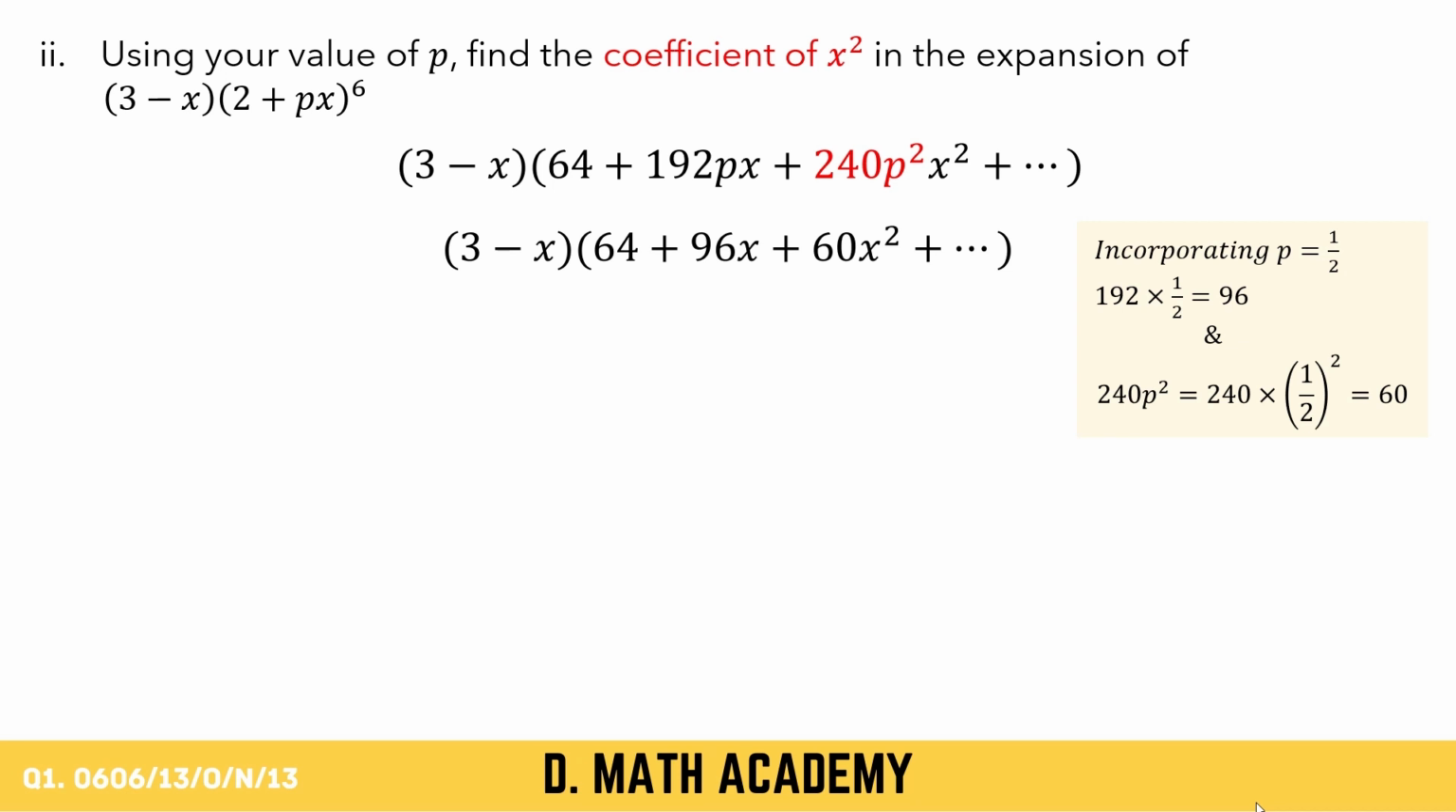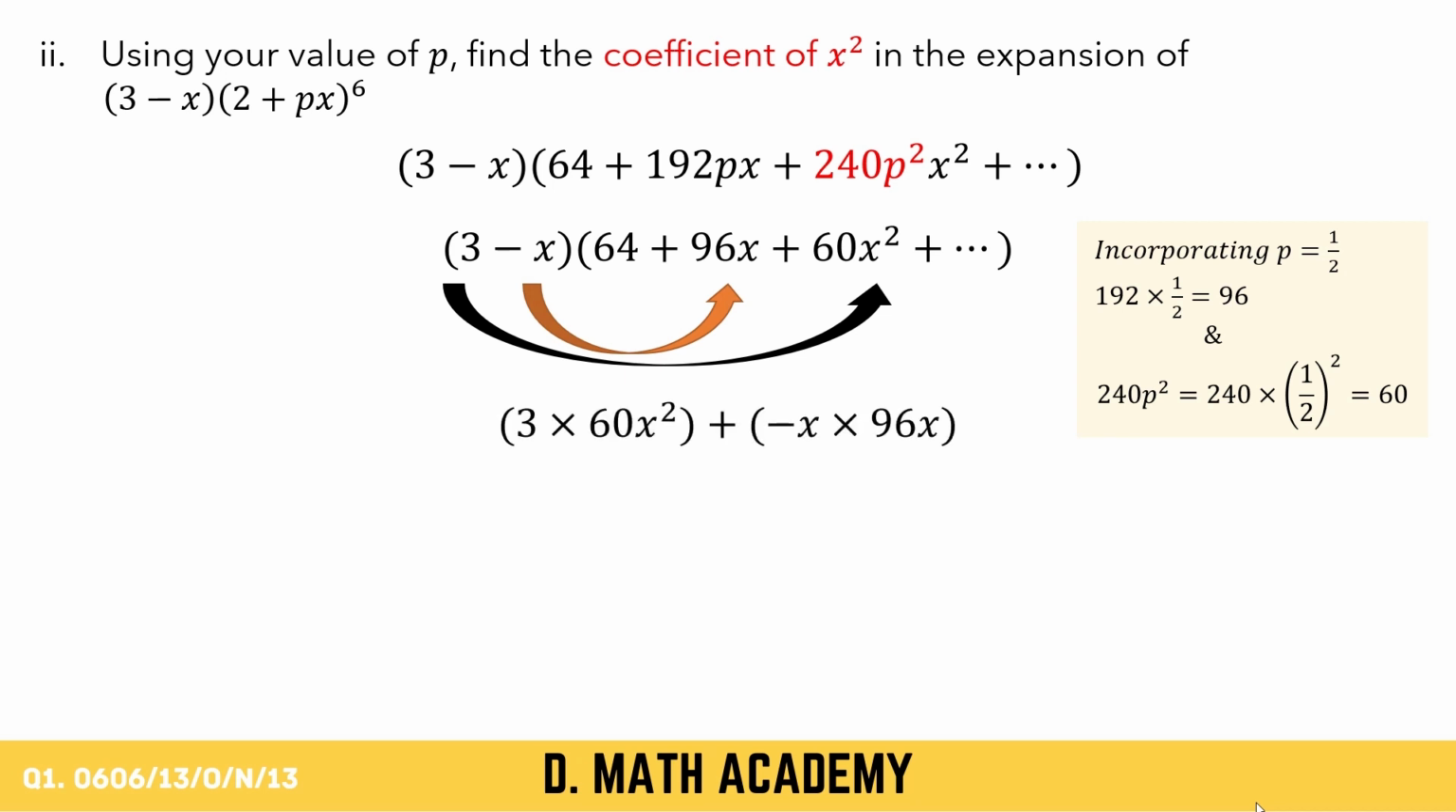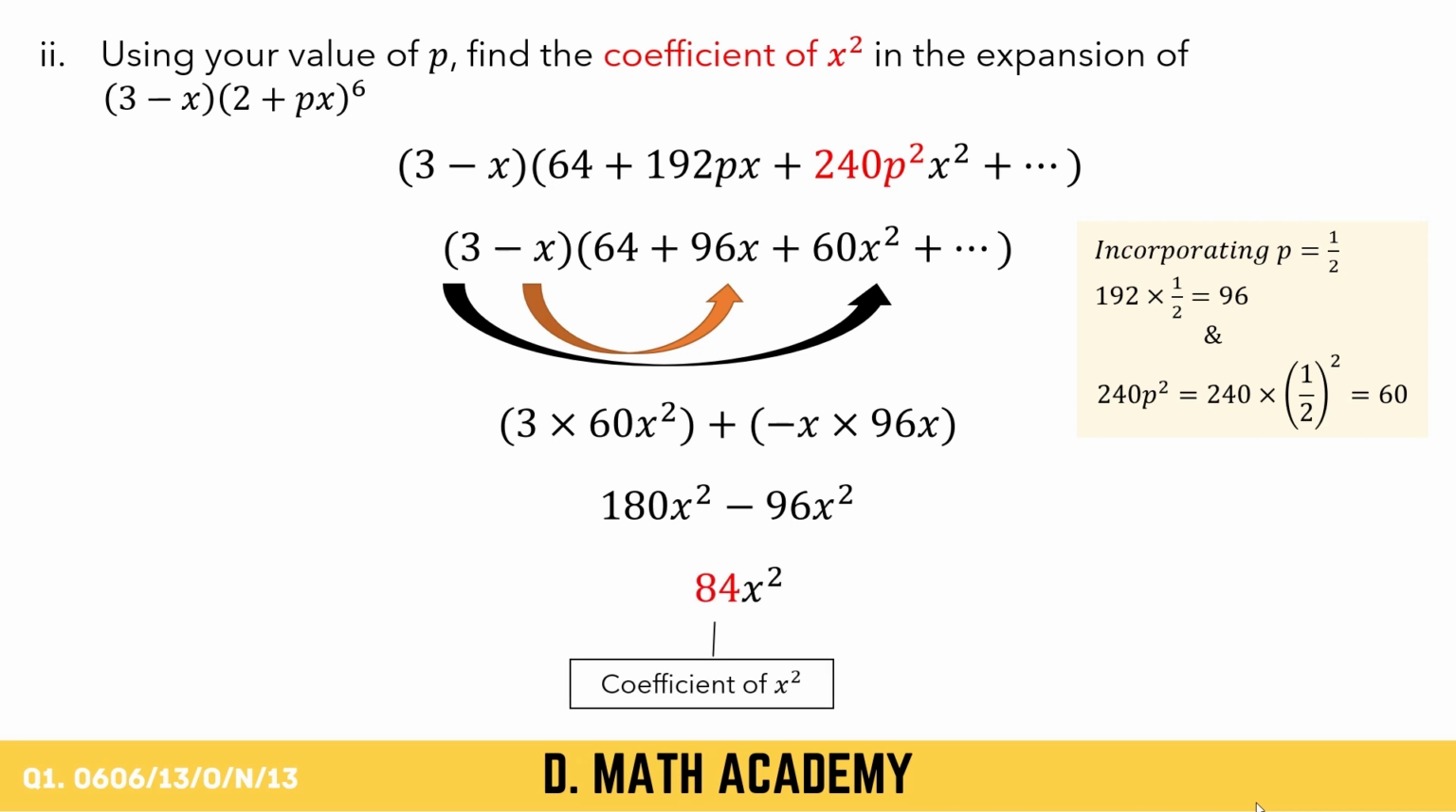So to get to x squared, I need to take my 3 multiply with 60x squared, and I took my negative x multiply with 96x. Through that, I will get the calculation as 180x squared minus 96x squared. Then I will get the final results as 84x squared. So this 84 is our coefficient of x squared here.